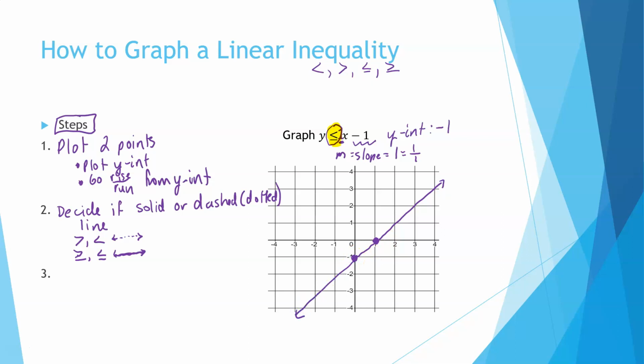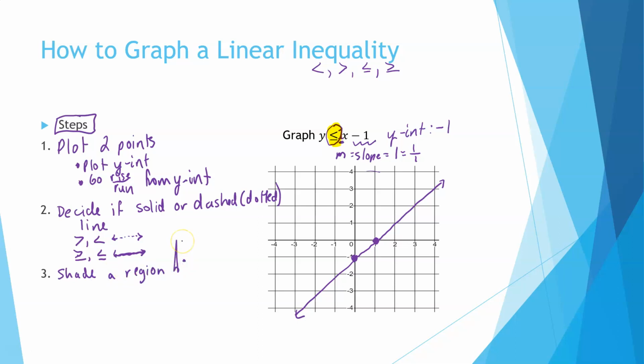Now, here's the thing that makes a linear inequality really unique. Your answer is not just the line itself, be it solid or dotted, but it's actually a region of the graph. In this case, yes, that line is part of my answer, but so is either the half above the line or the half below. So in order to finish this problem, I need to shade a region of the graph.